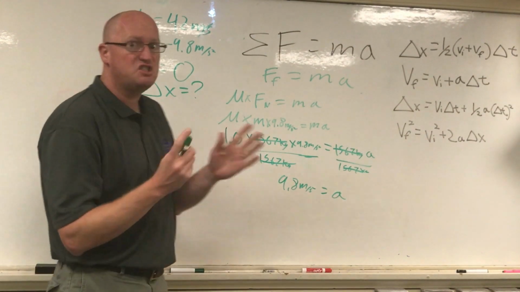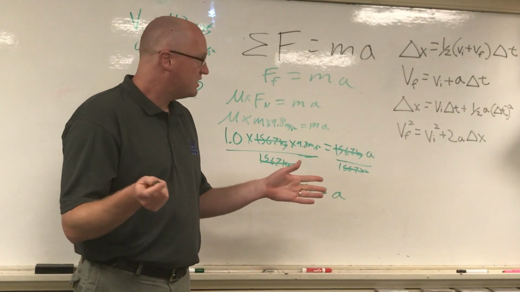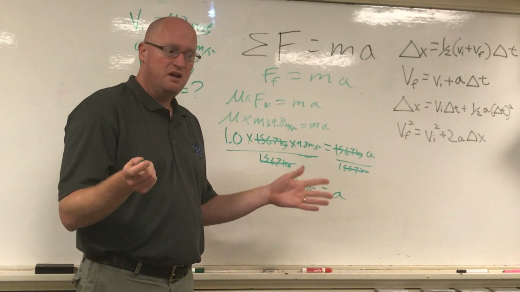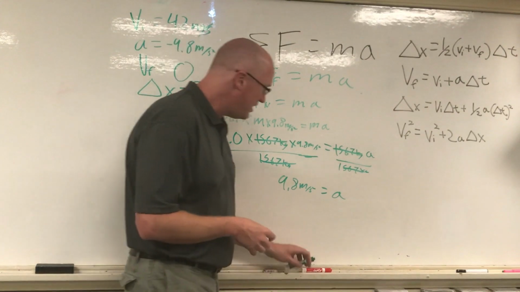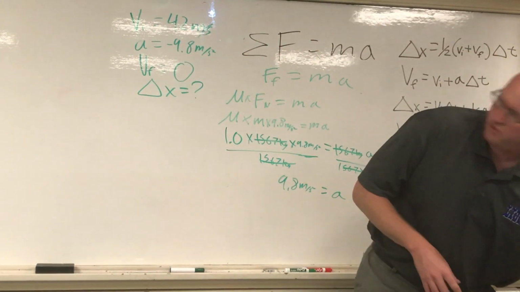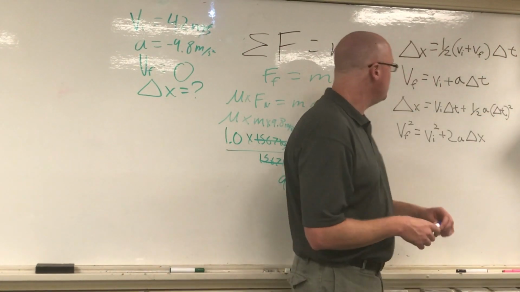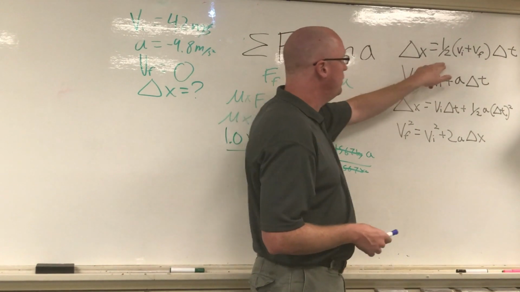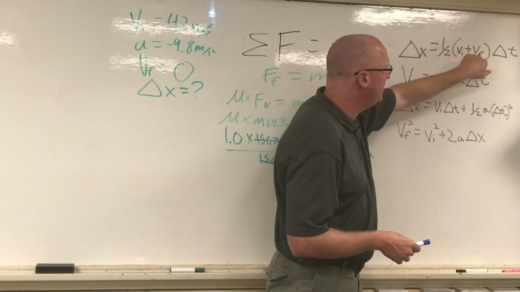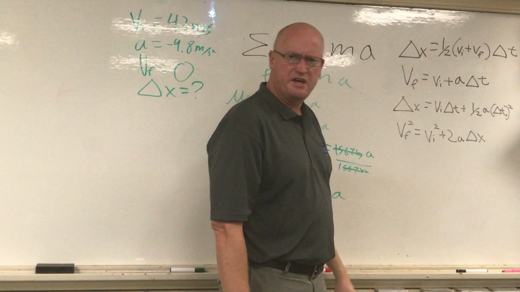Now, if we go back to chapter 2, we can find some formulas. Which formula are we going to use? So we have our 3 formulas to work with here, okay? The first one, delta x is 1/2 (vi plus vf) delta t. Is that our formula?